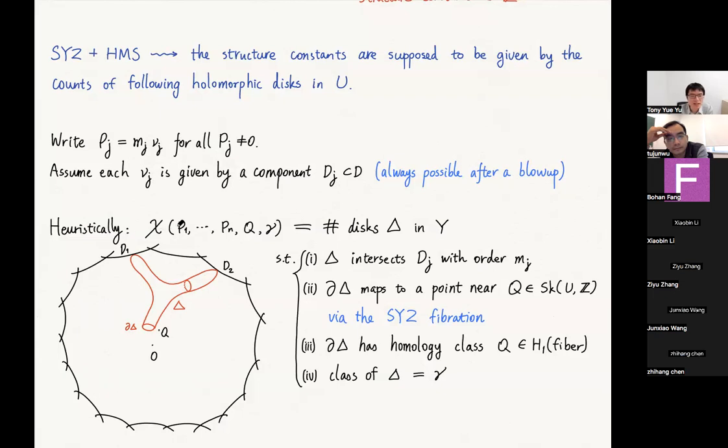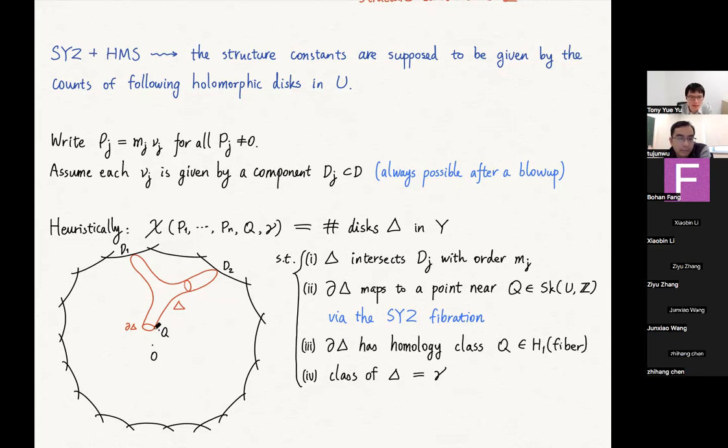Then heuristically, this structure constant should simply count holomorphic disks in Y that look like this red disk. And it's supposed to satisfy four conditions. First, we ask that the disk intersects every component dj with order mj. Like it touches these places with given order.